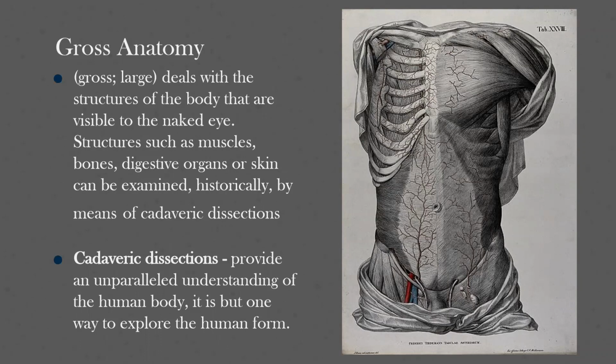Gross anatomy deals with the structure of the body that is visible to the naked eye. Structures such as bones, digestive organs, or skin can be examined historically by means of cadaveric dissection. Cadaveric dissection provides an unparalleled understanding of the human body. It is but one way to explore the human form.